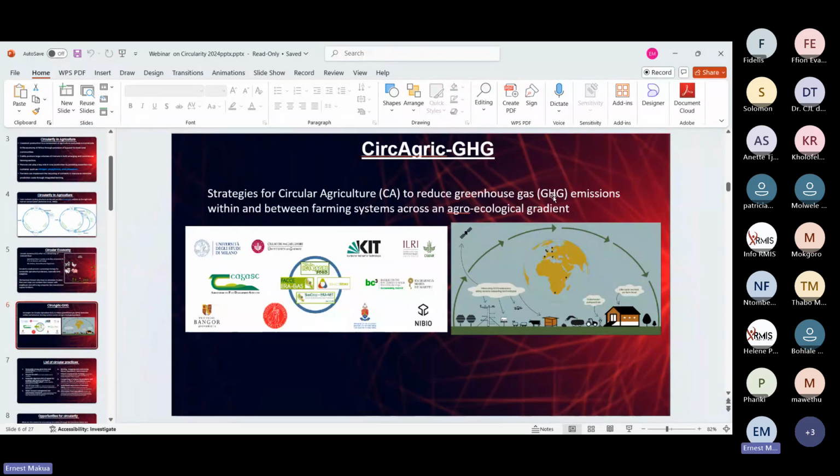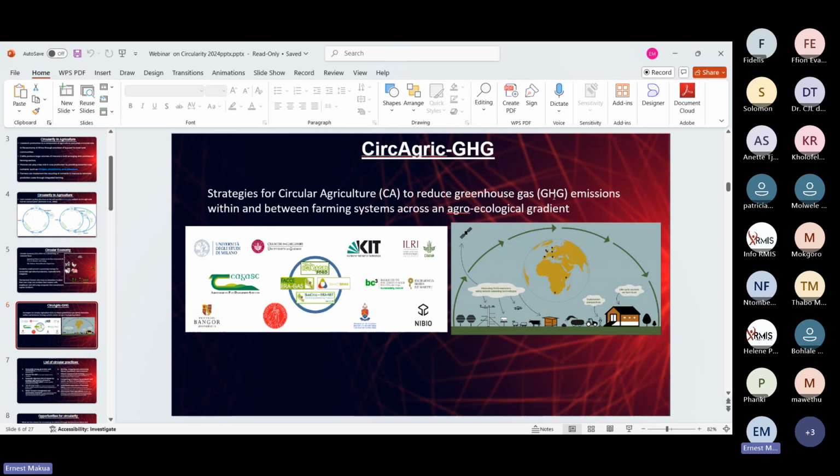But I also want to emphasize that this is a global project, funded by the funders that you see there on your screen. So all those role players form a very important component in ensuring the circularity in all the countries that are involved in this project.